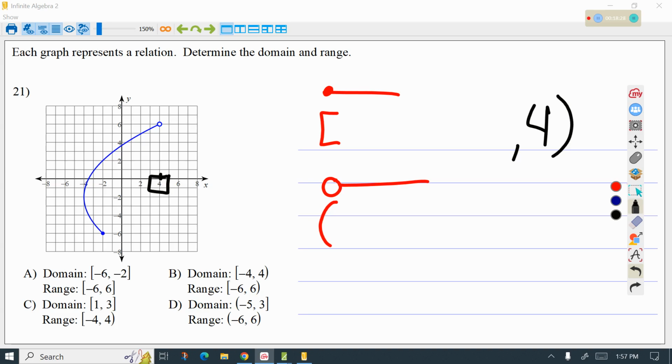Okay, what's going to be on the other side though? I can see this point is the leftmost point. Remember, we want to find the leftmost and the rightmost point. The leftmost point is at negative 4. So that means here we're going to have negative 4, and because that's solid, I have a square bracket. Okay, so that's the first one, and it looks like we could already choose the right answer from down here.